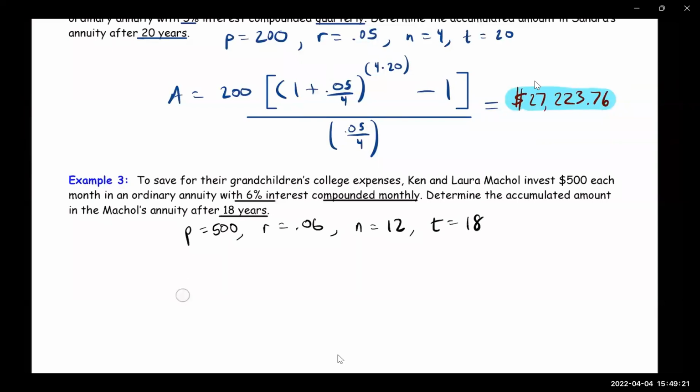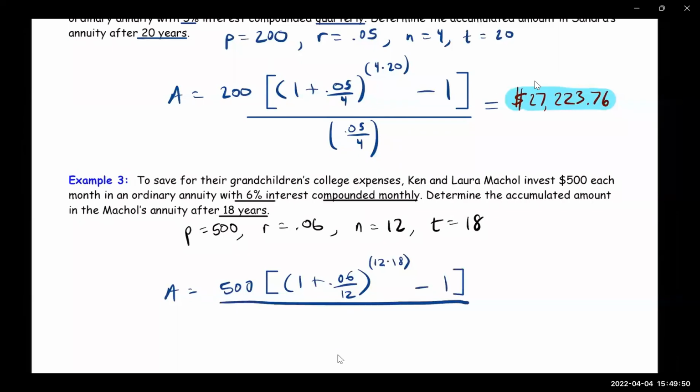Now we just got to plug in these numbers, and it's nice that we get more practice. 500 times parentheses, 1 plus 0.06 divided by 12, close parentheses, exponent of parentheses 12 times 18, close parentheses, minus 1.